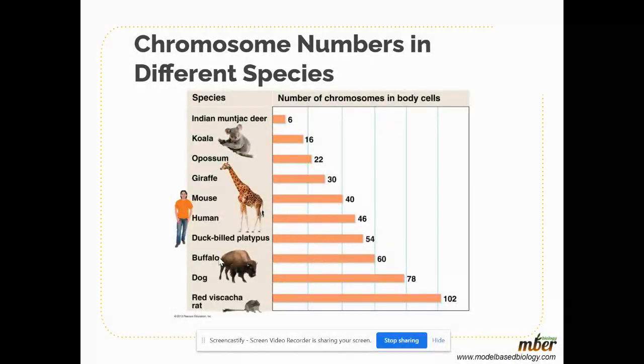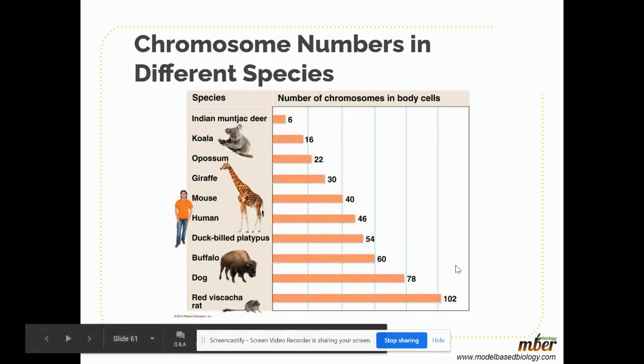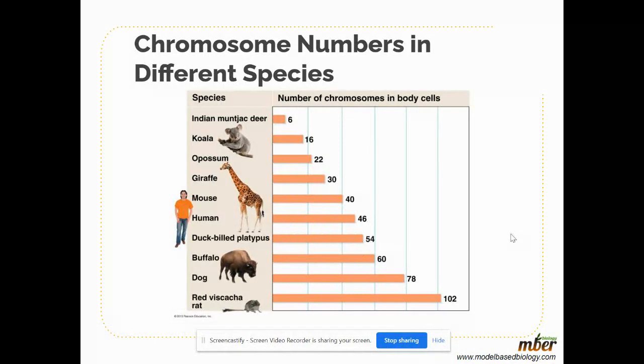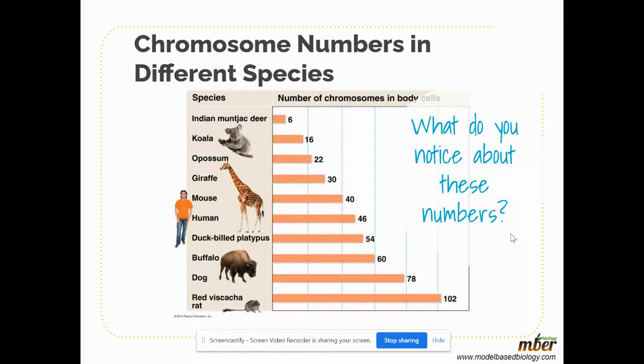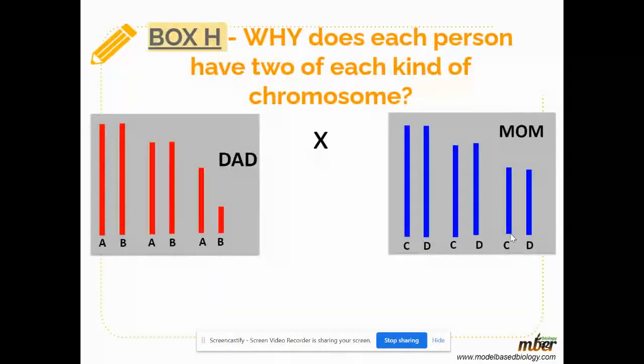Okay, so the number of chromosomes is different in almost every animal. So for example, koalas have 16, giraffes have 30, humans have 46, the duck-billed platypus 54, and so on and so forth. What do you guys notice about these numbers? Okay, box H, why does each person have 2 of each kind of chromosome?